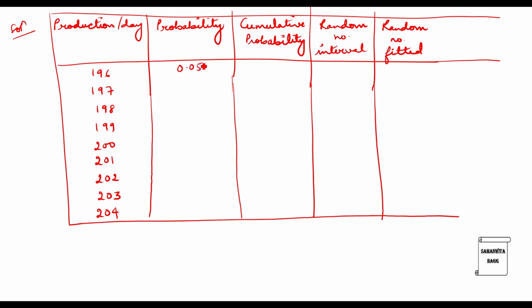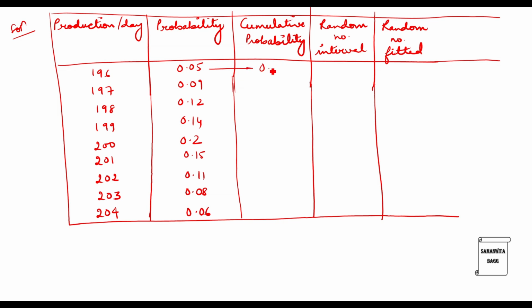It is 0.05, 0.09, 0.12, 0.14, 0.2, 0.15, 0.11, 0.08 and 0.06. So now I'll calculate the cumulative probability.